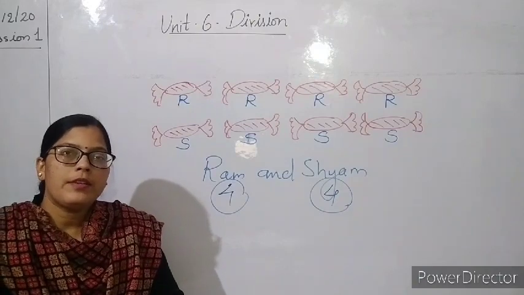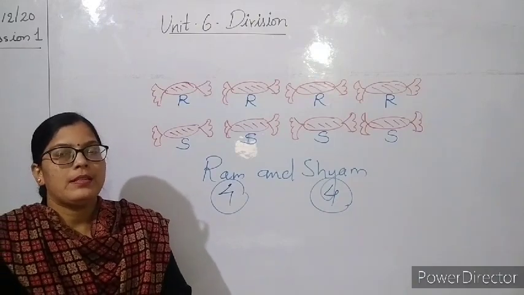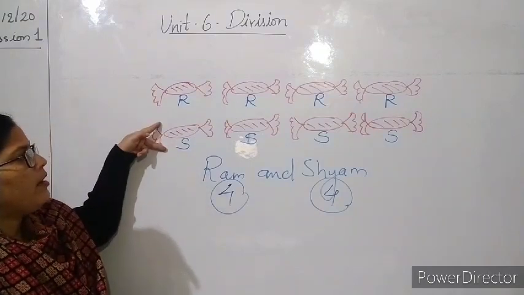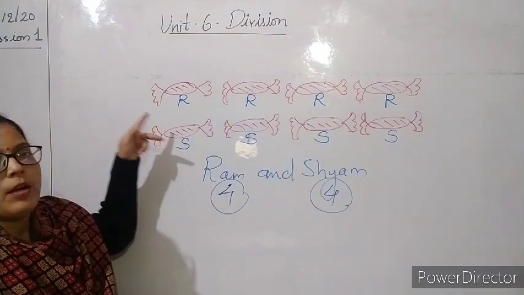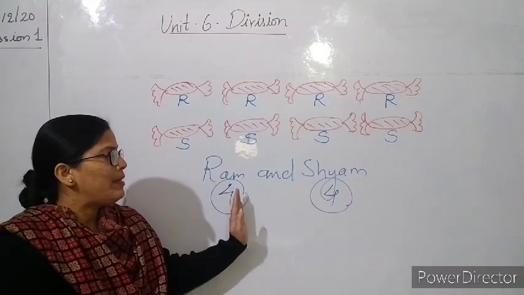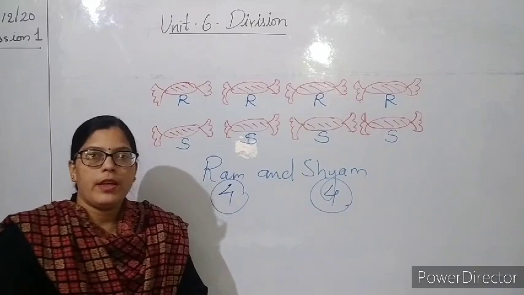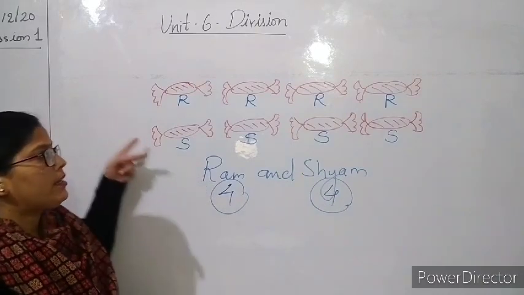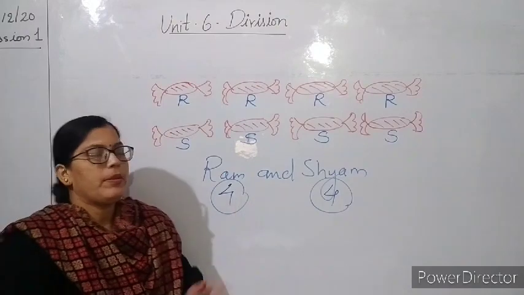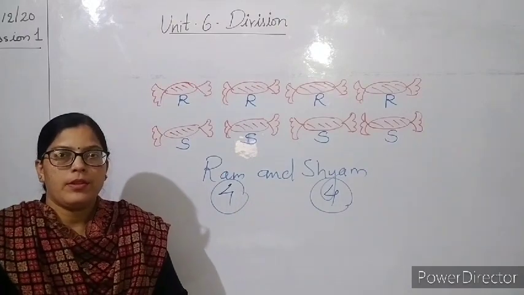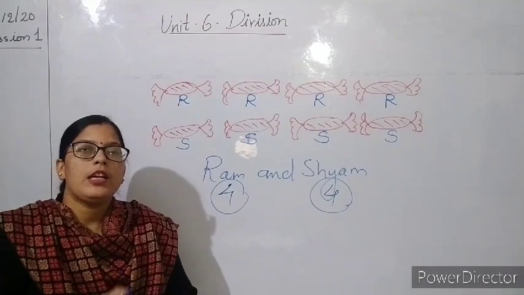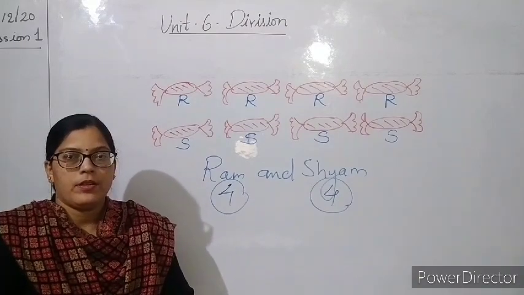So what is division? Division means equal sharing. Okay. What we have done here? We have divided the number of toffees equally between Ram and Shyam. We have divided these 8 toffees between Ram and Shyam in equal numbers. Okay. So what is division? Division means equal sharing.